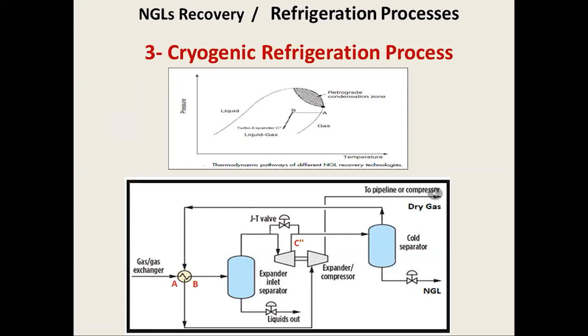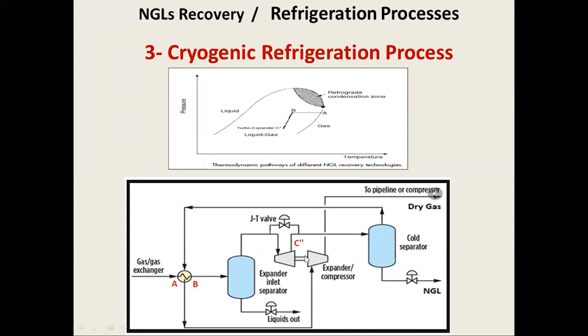So we decrease the flow to the turbine to a safe condition by taking some of the entering gas through this bypass JT valve, okay? It will be in lower pressure when it is combined with the expanded gas before entering the cold separator. So this is the purpose of installing this JT valve as a bypass to the turbo expander.